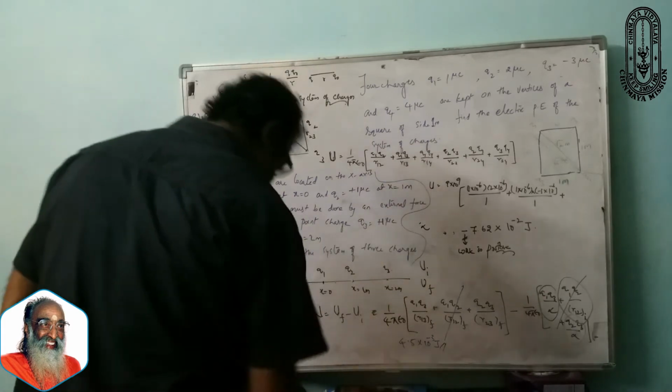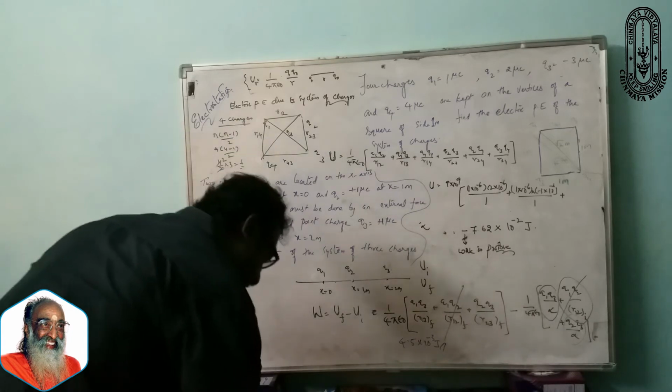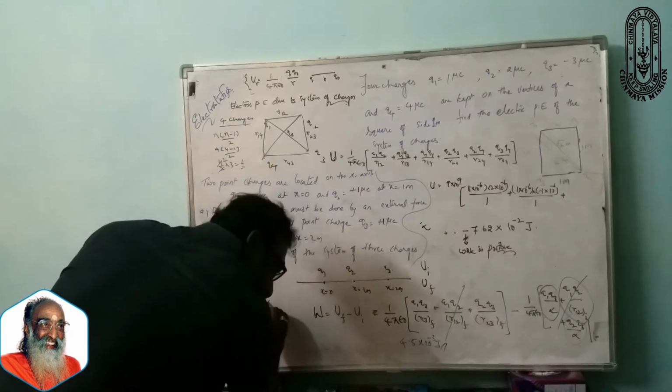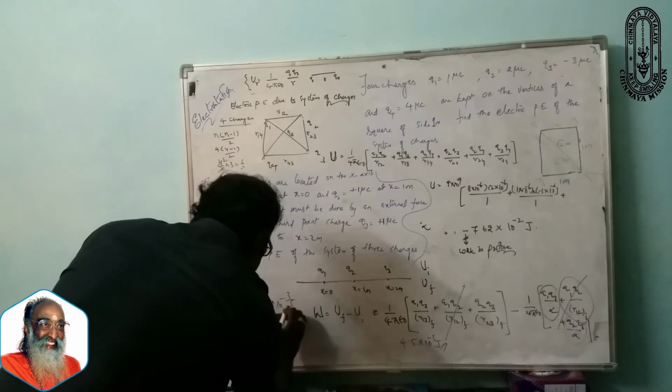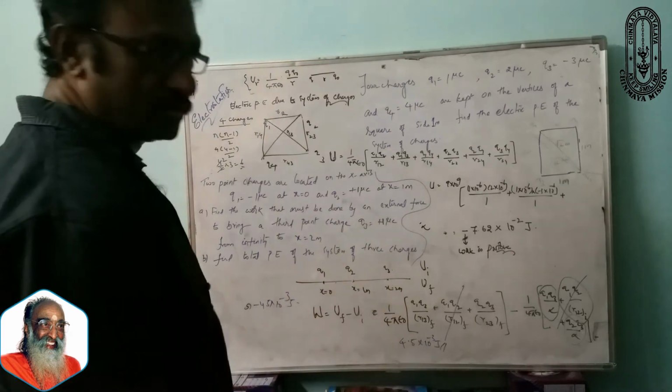And for this you can go with the problem, and you are going to get the answer for B. For B, the answer is minus 4.5 times 10 to the power of minus 3 joule. Okay. Now take a screenshot and make a note of it.